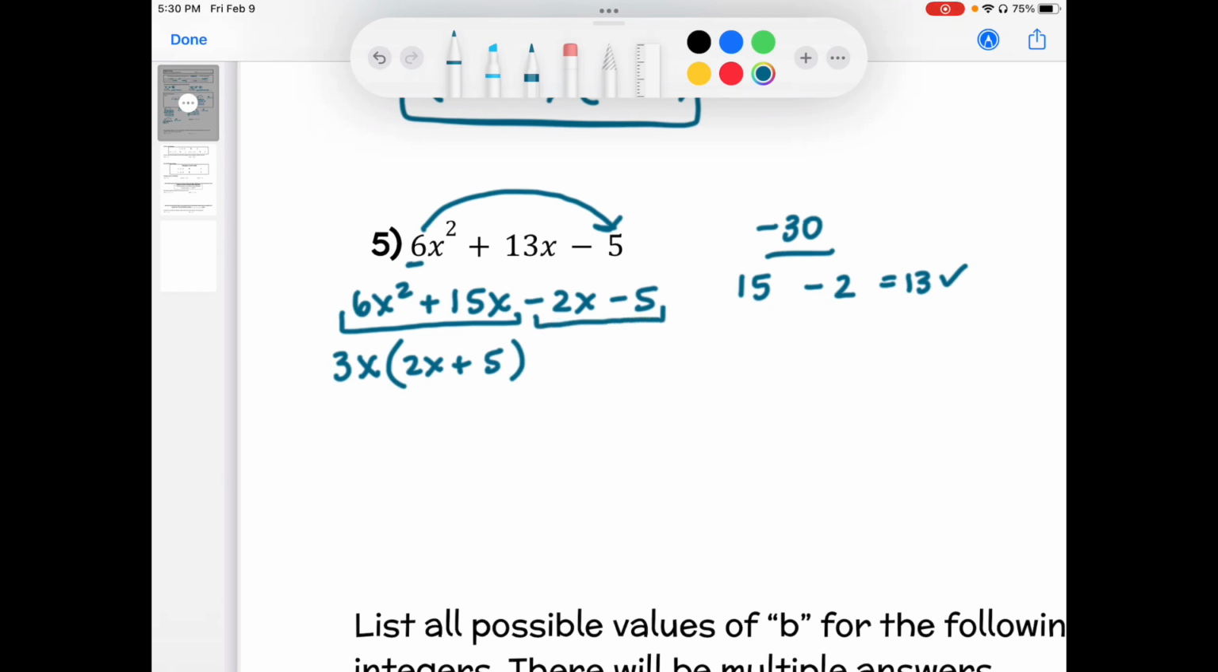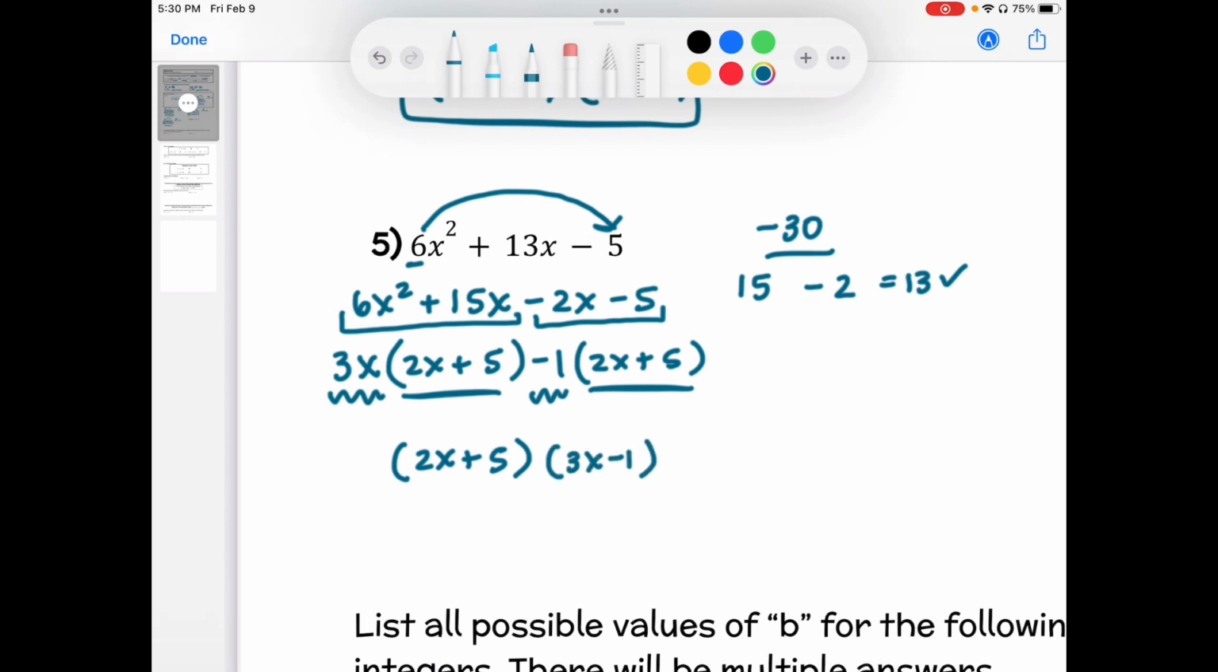And then we can divide both of these just by a negative 1. And so we're going to have 2x plus 5 left inside. All right, so these match, which means we did it correct. So we're going to do 2x plus 5 as one of our factors and 3x minus 1 as the other. All right, and that would be completely factored.